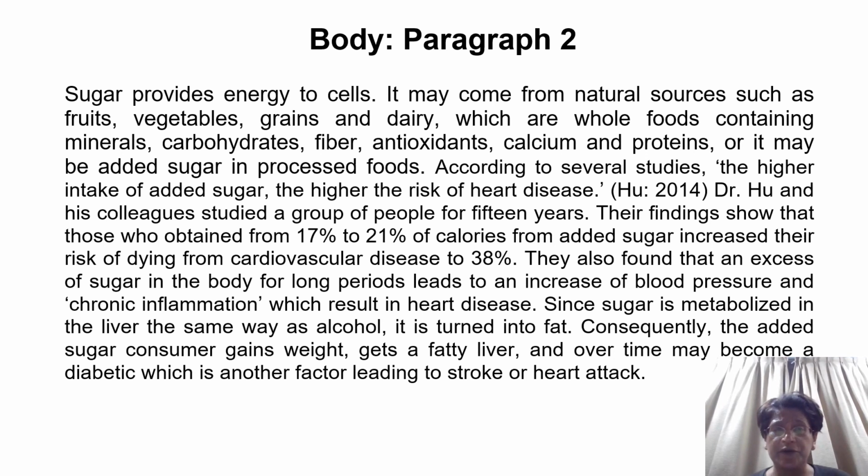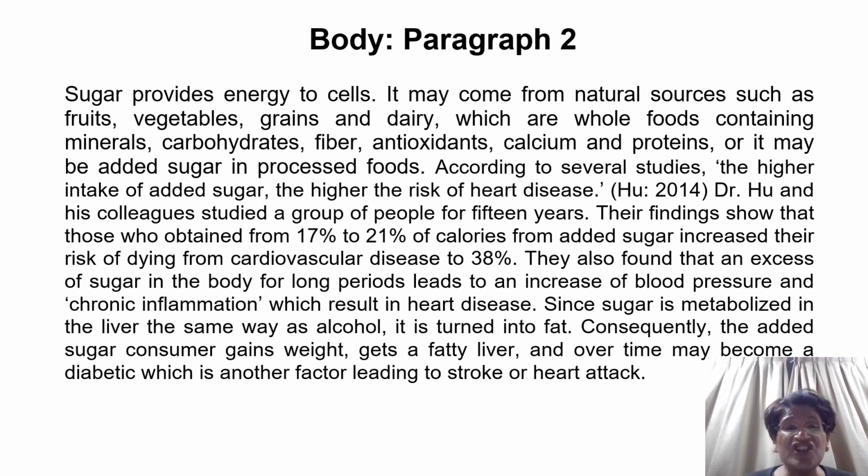Body paragraph 2. Sugar provides energy to cells. It may come from natural sources such as fruits, vegetables, grains, and dairy, which are whole foods containing minerals, carbohydrates, fiber, antioxidants, calcium, and proteins. Or it may be added sugar in processed foods. According to several studies, the higher the intake of added sugar, the higher the risk of heart disease. WHO 2014. Dr. Hu and his colleagues studied a group of people for 15 years.